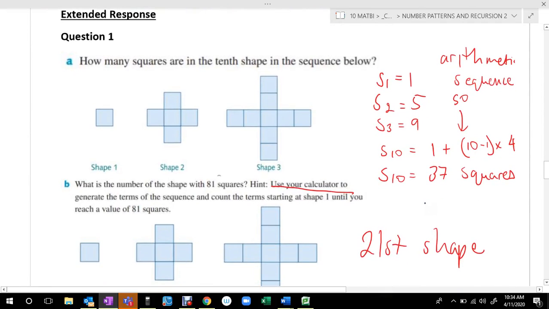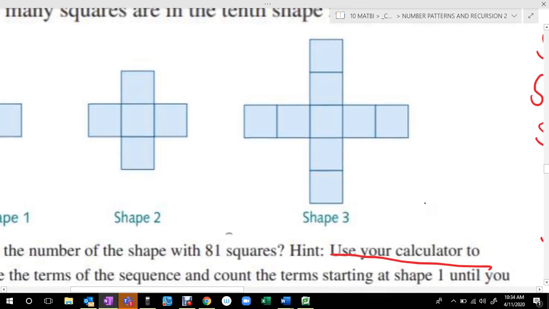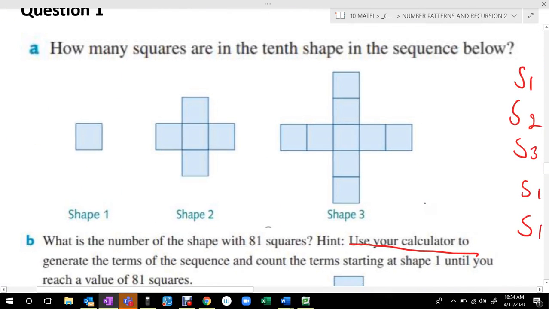All right, extended response, question 1. How many squares are in the 10th shape of the sequence below? If you're looking at these shapes, how many squares are in the 10th shape? I can see that you're starting off with 1 in shape 1, and in shape 2 you've got 5, and in shape 3 you add another 4, so it's 9. What's happening here? Is this arithmetic or is it geometric? Arithmetic. It's adding 4 each time, plus 4.